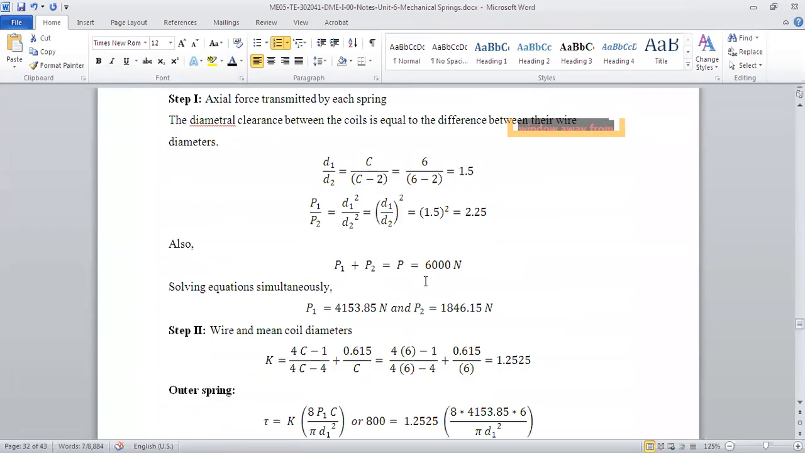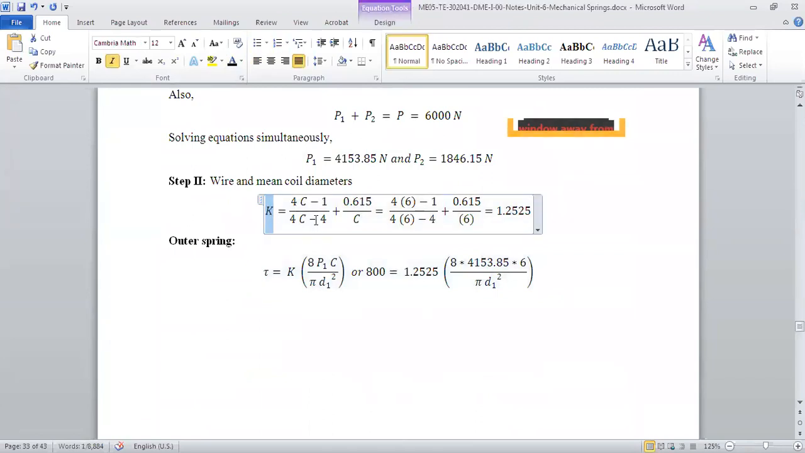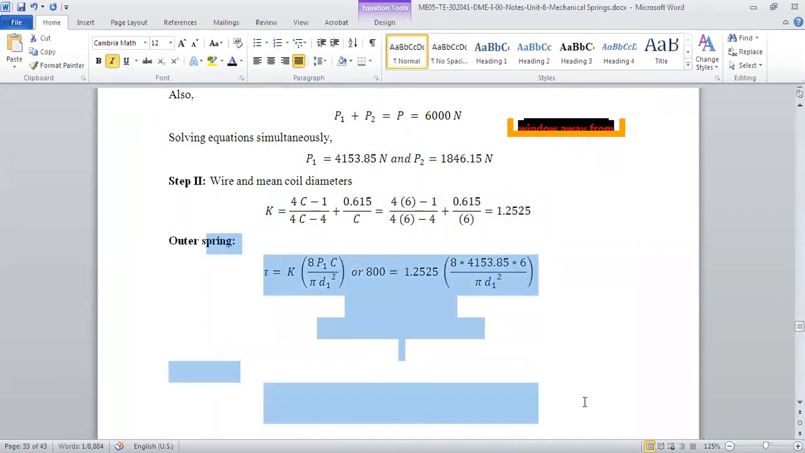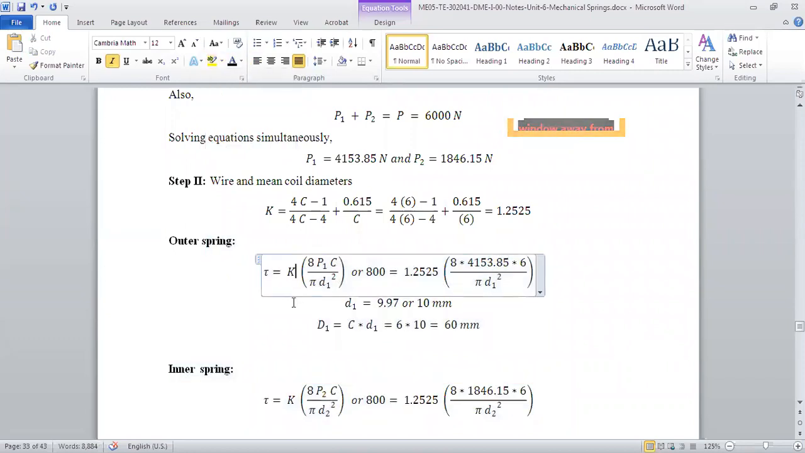Now we will try to find the diameters. Since both springs have the same C, the Wahl factor is (4C minus 1) upon (4C minus 4) plus 0.615 upon C. So it becomes 1.2525. So we know the Wahl factor is 1.2525. Shear stress tau is equal to K into 8 P1 C upon pi D1 square.